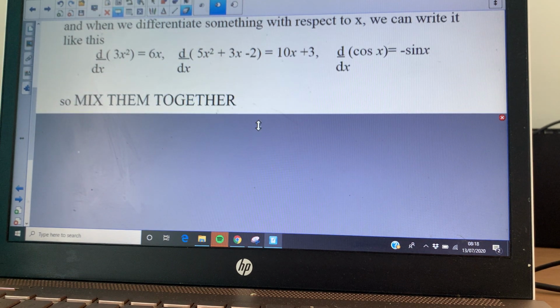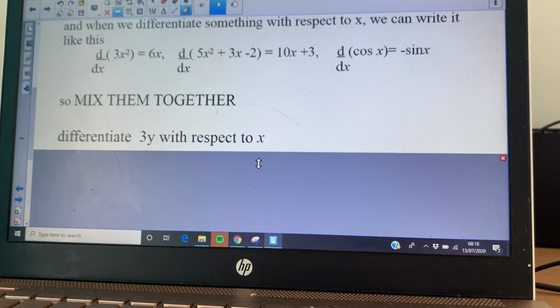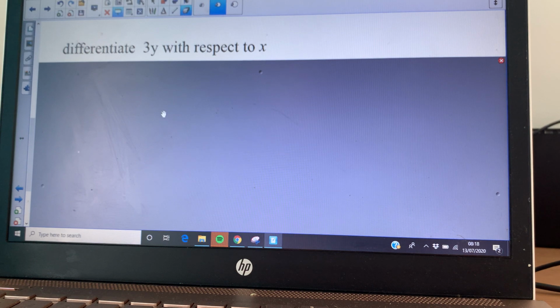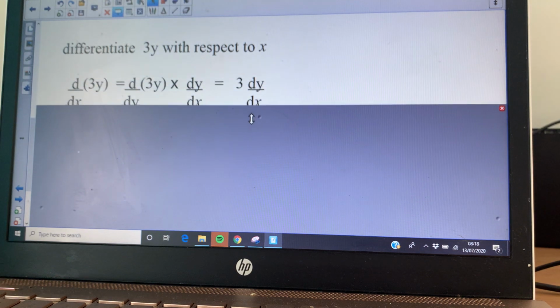So all I'm going to do is mix these two ideas up together. Differentiate 3y with respect to x. Now, at the moment, you don't know how to do that. But hopefully, using those two ideas, we're going to be able to do it. I can only differentiate this with respect to y. So that's what I do.